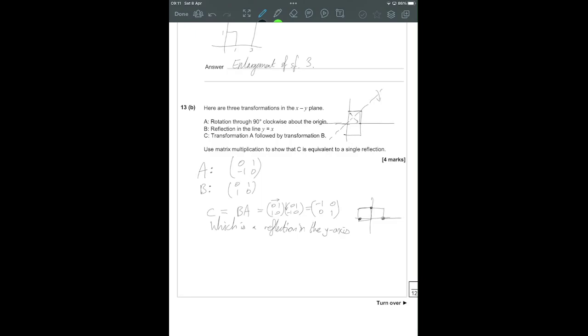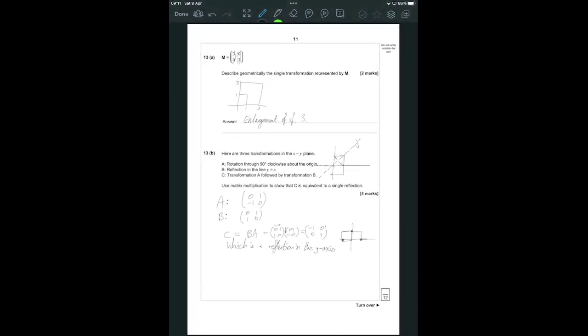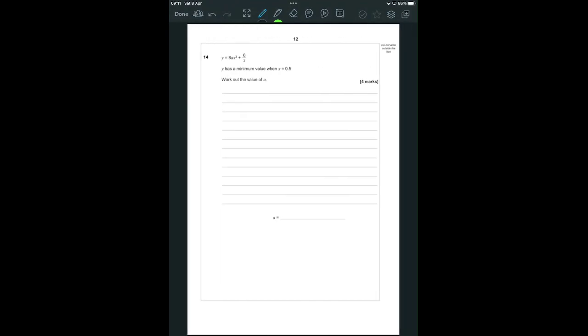Question said, use matrix multiplication to show that C is equivalent to a single reflection. We've just shown that C is equivalent to a single reflection. Question 13, done. Question 14.